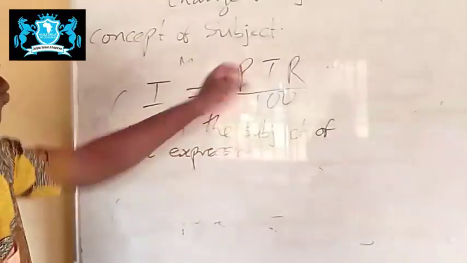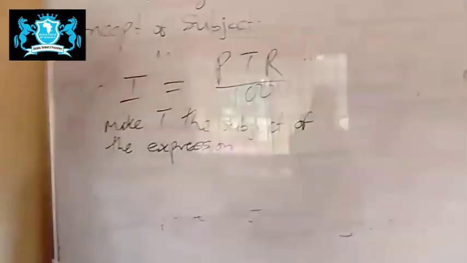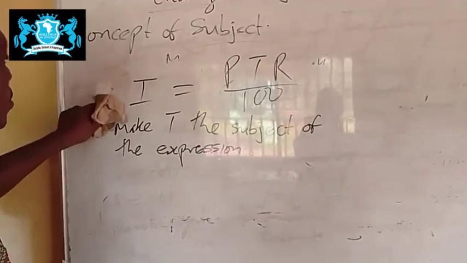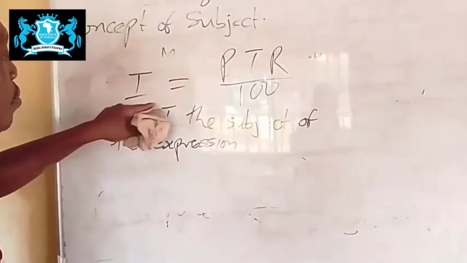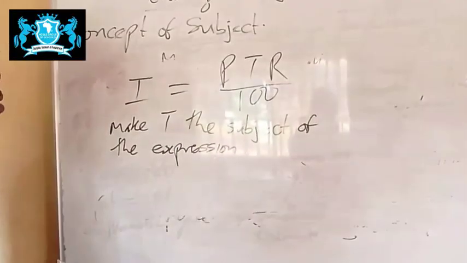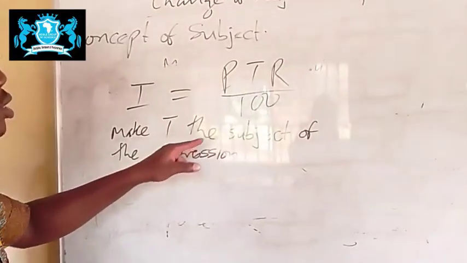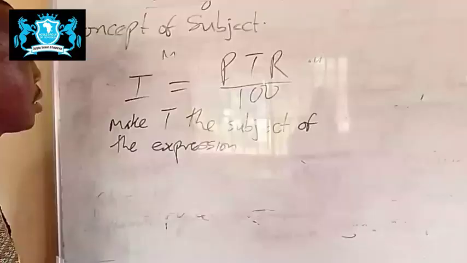This is a typical question in change of subject. Here, the original expression has I as the subject. But the demand says that you should make T the new subject.